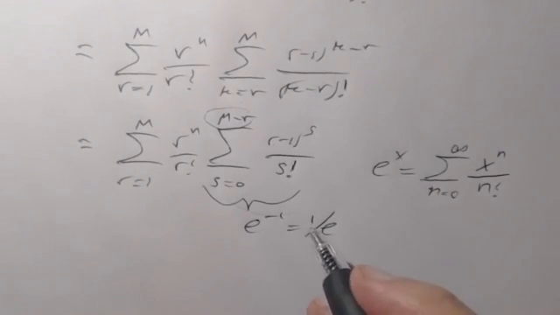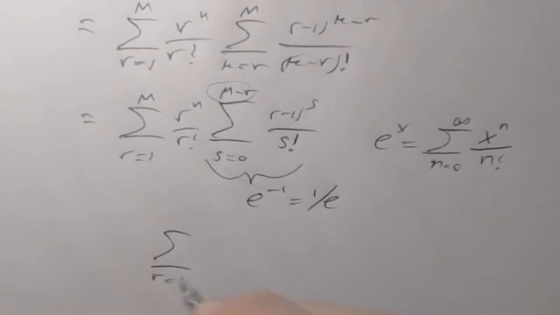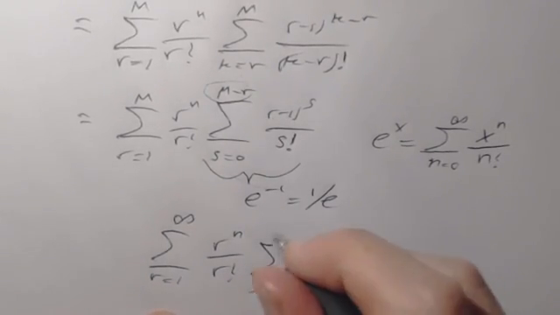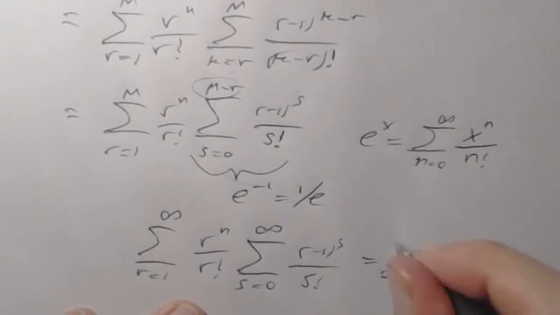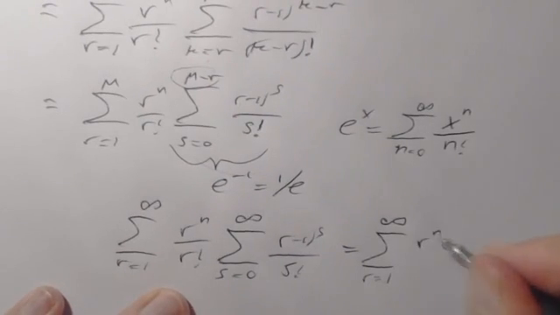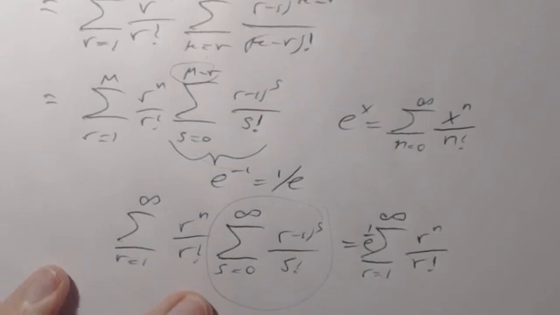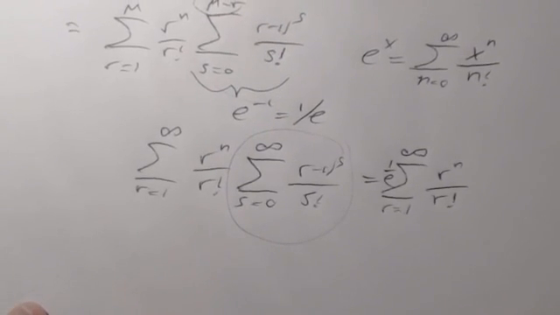So if we were to take m as infinity, it does seem a bit unrigorous. Then you're going to have the sum from r equals 1 to infinity, r to the n over r factorial, s from 0 to infinity minus 1 to the s over s factorial, equals the sum from r equals 1 to infinity r to the n over r factorial, and then this bit is e to the minus 1, so I'll put 1 over e outside here. But the reason it isn't rigorous is because we haven't proved something in this here.